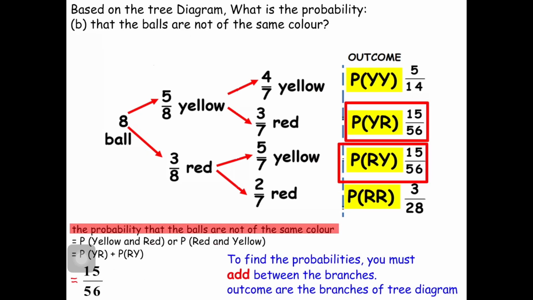So add between the branches plus probability red and yellow. So it means that plus notation RY. So from the tree diagram, you get a value of 15/56 also. So the sum of it will become 15/28. Okay, so that is the probability of getting not the same color ball.